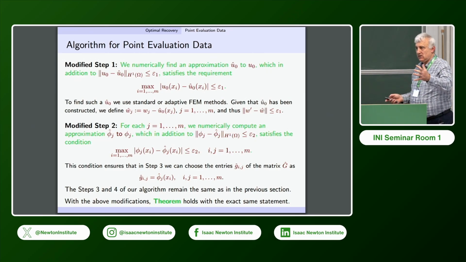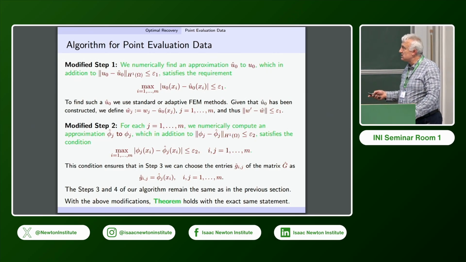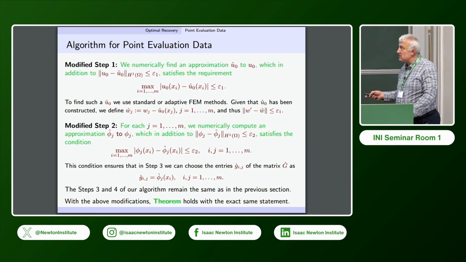Keep in mind that the compact set is much smaller than H1. So when we calculate the H1 norm, we don't actually consider what is the error in the functional. So we have to add this additional condition. Same thing for the epsilon 2. When we calculate the evaluations of the functionals, we have to make this additional condition, and then we can prove the same theorem and have the same estimate.